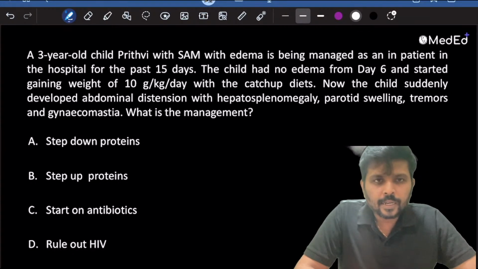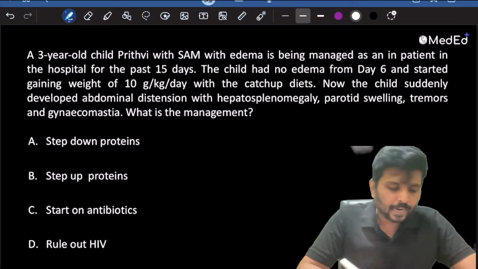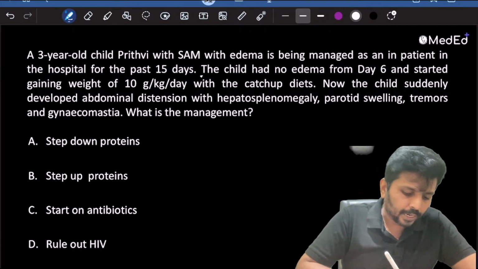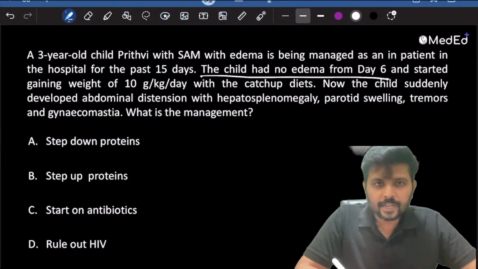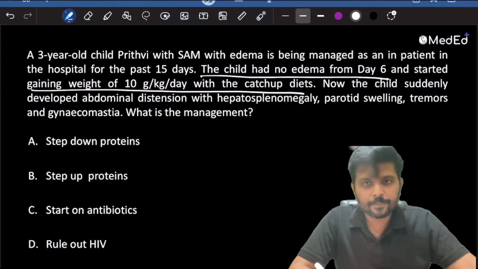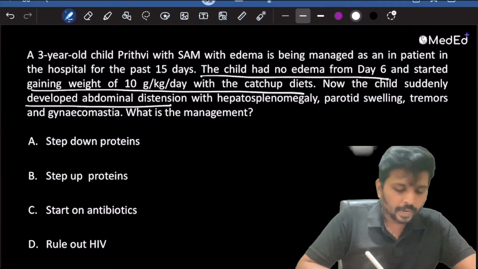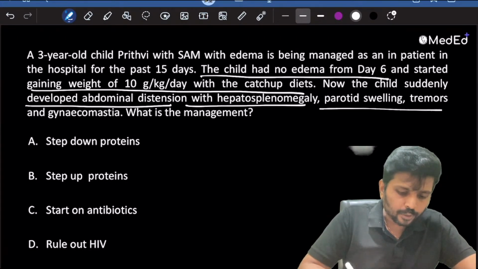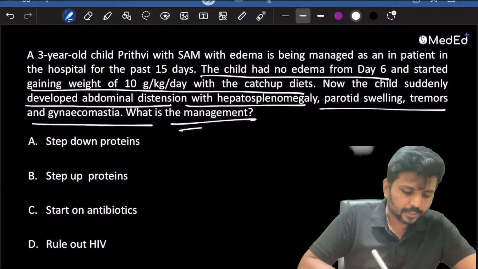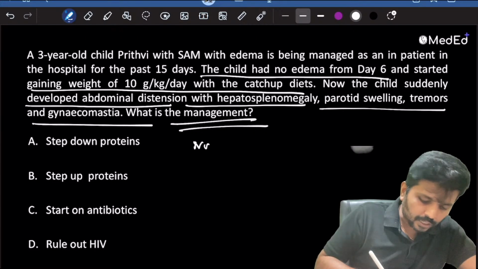Next question. A 3-year-old child with severe acute malnutrition is being managed as an inpatient in the hospital for 15 days. The child had no edema. From day 6 the child started gaining weight of 10 grams per kilogram per day. Now the child suddenly developed abdominal distension, hepatosplenomegaly, parotid swelling, tremors and gynecomastia. What is this syndrome called? This is called nutritional recovery syndrome.